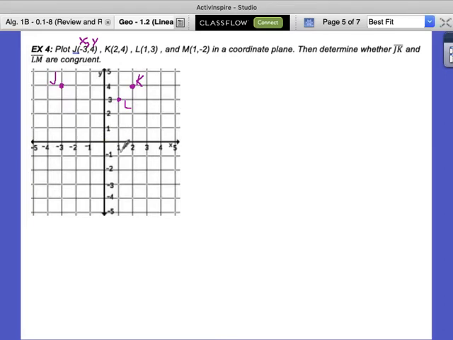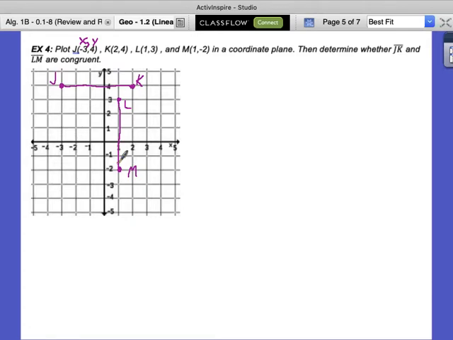Okay. Perfect. So now we're going to connect these because we're told whether segment JK and segment LM are congruent. So I'm going to make a segment between J and K. It's asking about segment JK, so I'm going to make a segment between them. And it's also asking about segment LM, so I'm going to make a segment between them. Now, can somebody tell me whether or not those two segments are congruent or not?